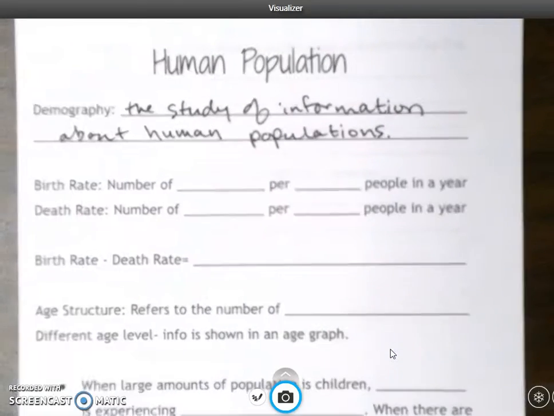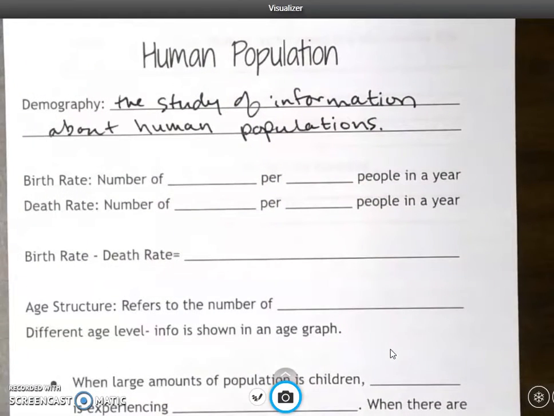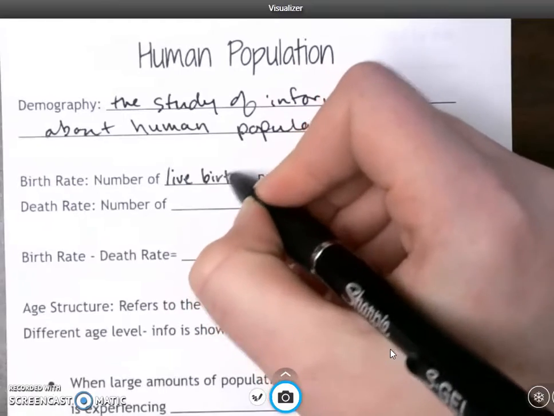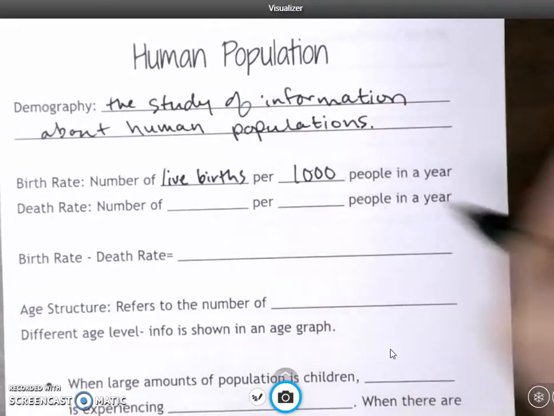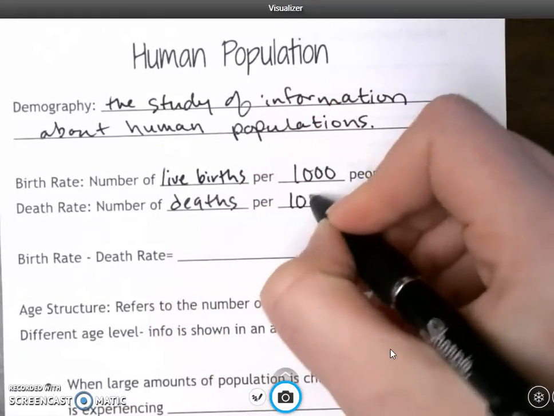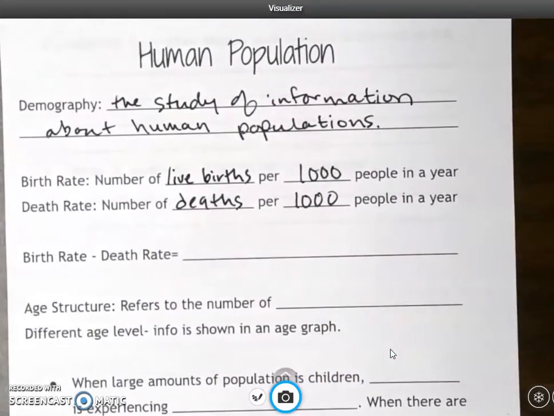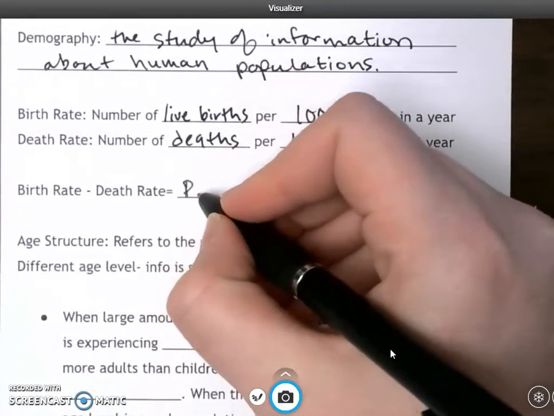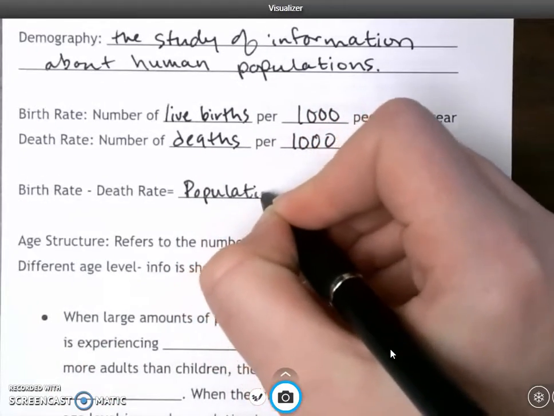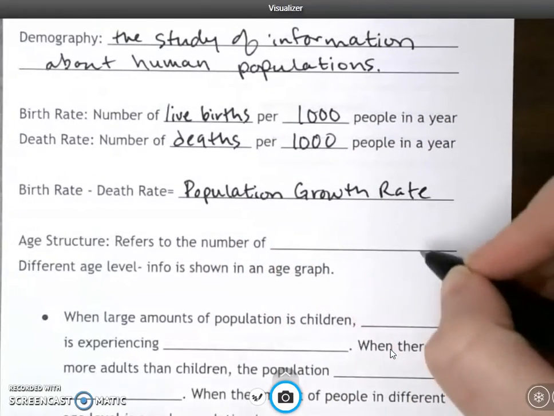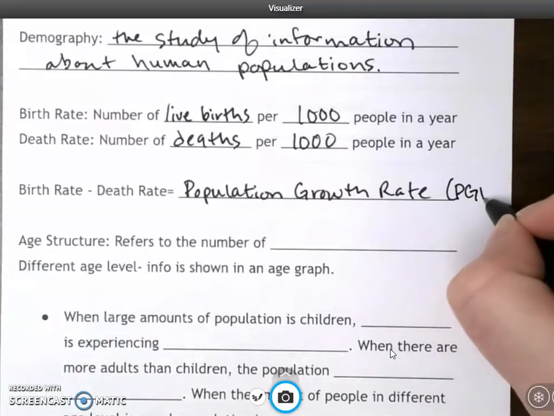A couple things that you need to know in order to study demography are the birth rate and the death rate of your population. Birth rate is the number of live births per 1,000 people in a year, and the death rate is the number of deaths per 1,000 people in a year. If we take our birth rate and subtract our death rate, we get our population growth rate, which is sometimes referred to as PGR.